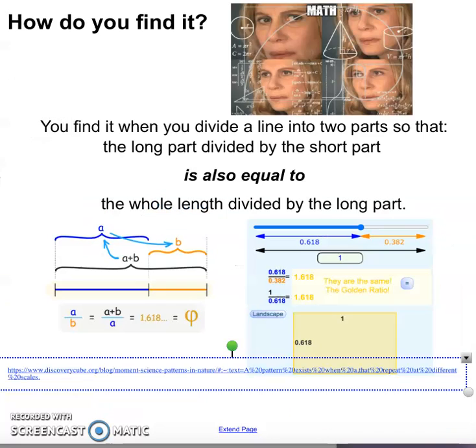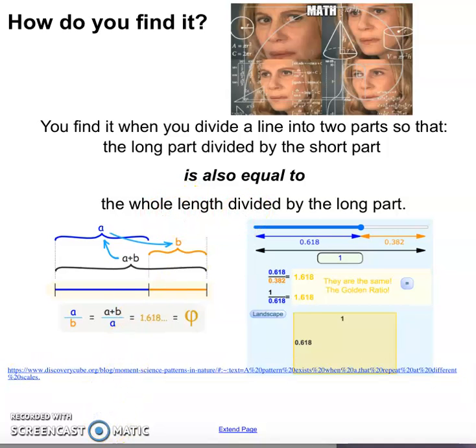Okay, so first off, how do you find the golden ratio? You find it when you divide a line into two parts. So here's my line. I divide it into two parts so that the long part divided by the short part is also equal to the whole length divided by the long part. So you're probably thinking, what?